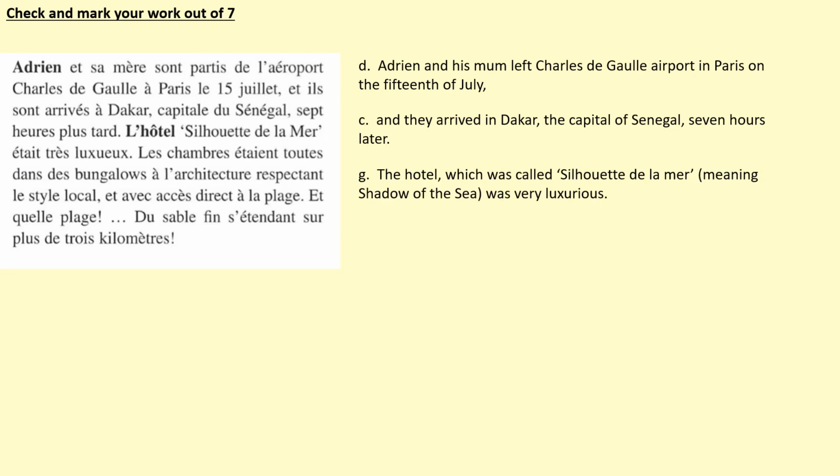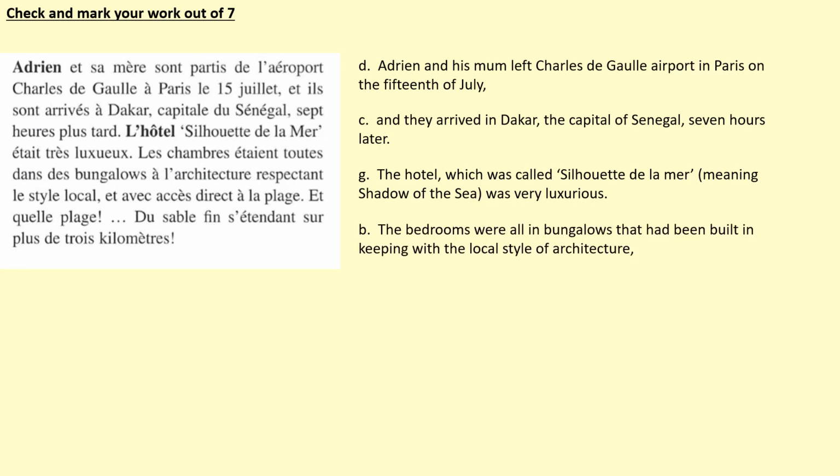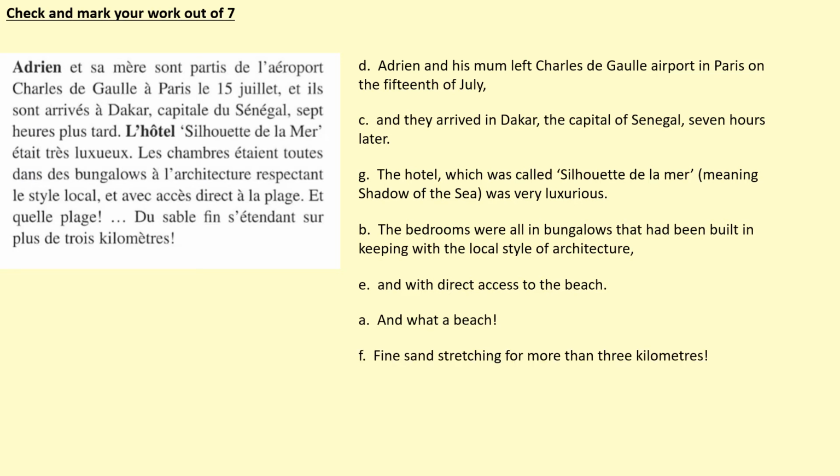Next, G. The hotel was very luxurious. B. The bedrooms were all in bungalows that had been built in keeping with the local style of architecture. E. And with direct access to the beach. A. And what a beach. F. Fine sand stretching for more than 3 kilometers. So your order should have been D, C, G, B, E, A, F.